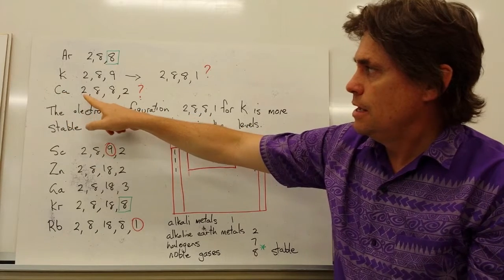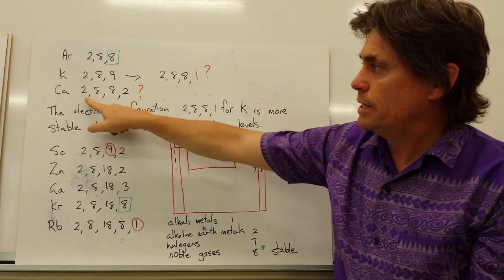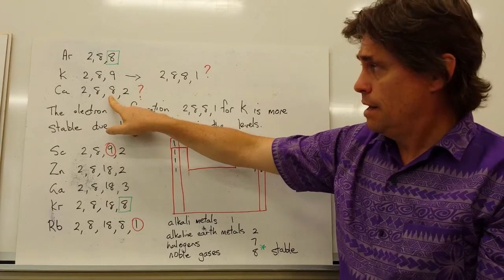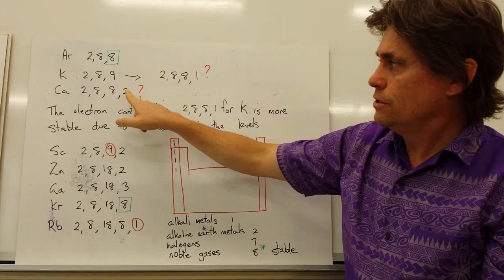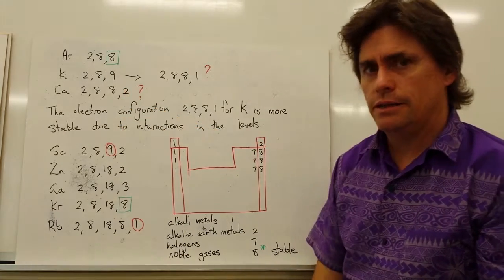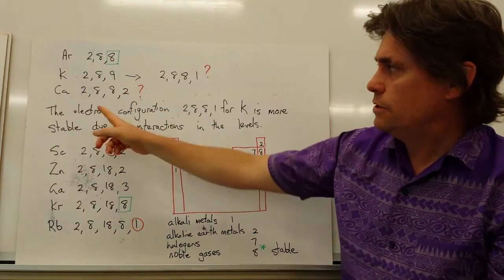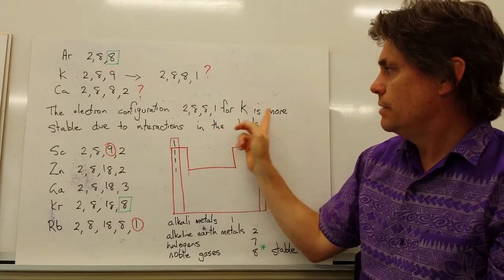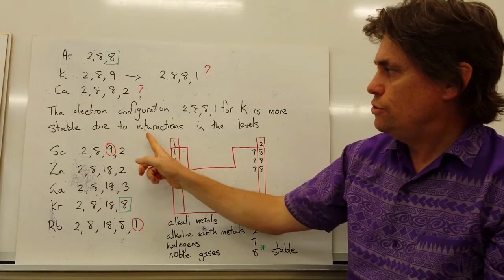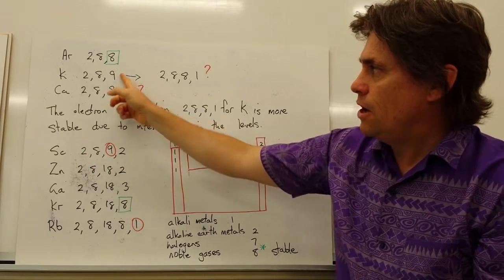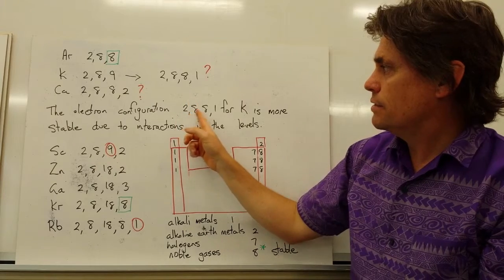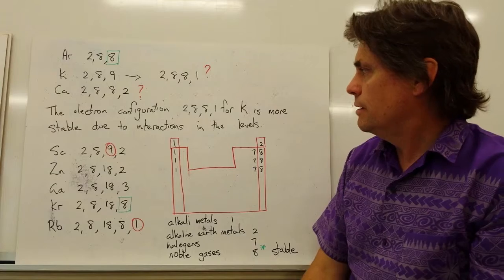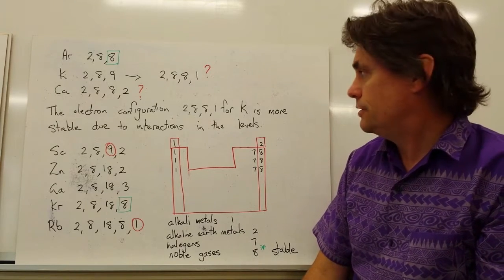Similarly, calcium has 2, 8, 8. We'd expect it to be 2, 8, 10, because there's 18 maximum here. But what we see is 2, 8, 8, 2. How does this occur? Well, it turns out that the electron configuration 2, 8, 8, 1 for potassium is more stable due to the possible interactions of having 9 electrons here rather than the 2, 8, 8, 1. Now that's a bit more complex chemistry, and we don't need to go into that at this stage.